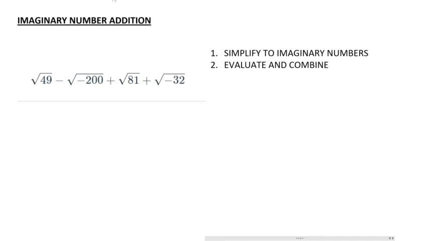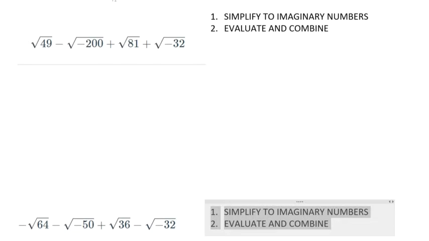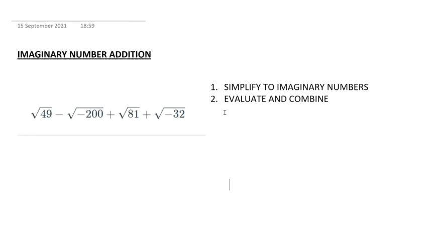Okay, boys and girls, we're going to take a look at addition of imaginary numbers. If you will recall, the addition of imaginary numbers requires two steps: simplify the imaginary numbers to evaluate, and combine the like terms. So, let us simplify. We know that the square root of 49 is going to be 7. That's simple enough. There is one of them taken care of. And then we have minus the square root of negative 200.